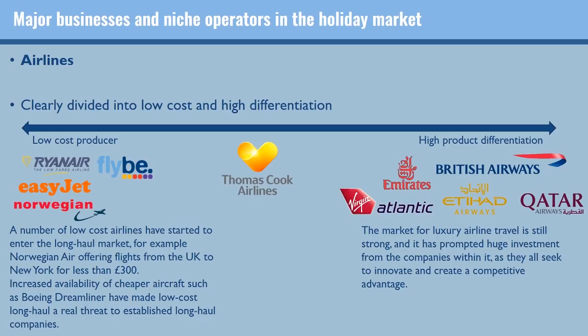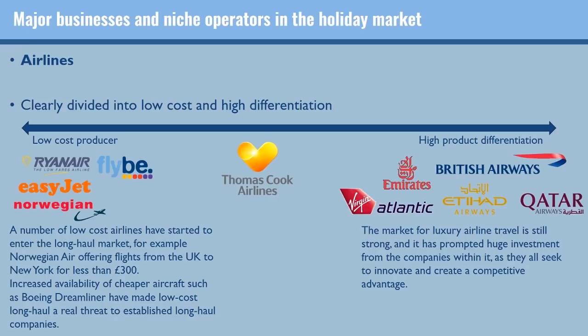In terms of major businesses and niche operators, as I've mentioned, I'm not going to go through these in a huge amount of detail. I'm just going to focus on two examples in particular. Airlines are fairly clearly divided into low cost and high differentiation. Ryanair, Flybe, EasyJet, Norwegian are clearly low cost. You've got your high differentiation businesses: Emirates, British Airways, Virgin Atlantic, Etihad and Qatar.